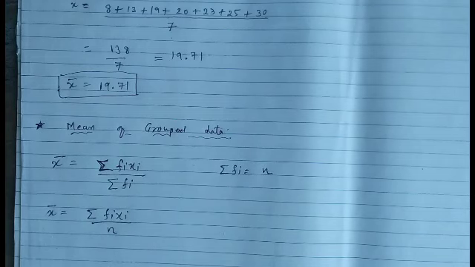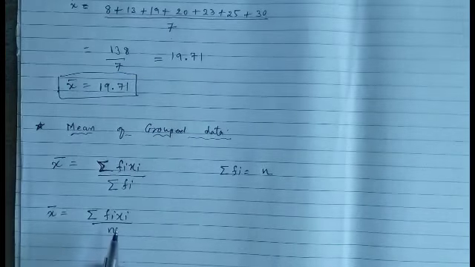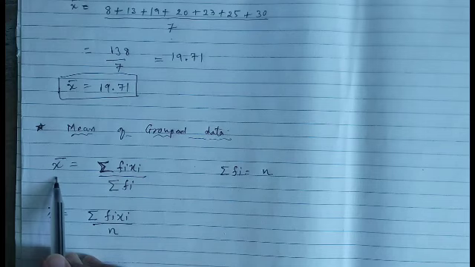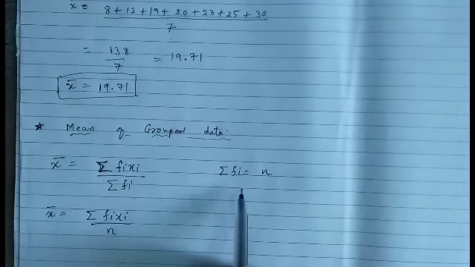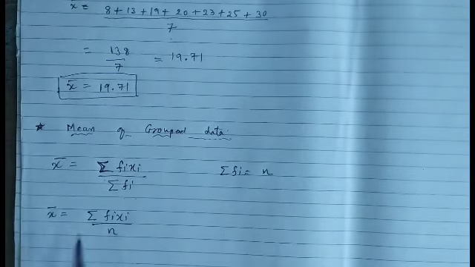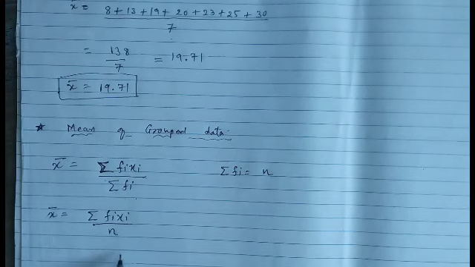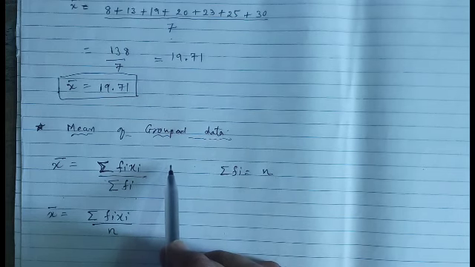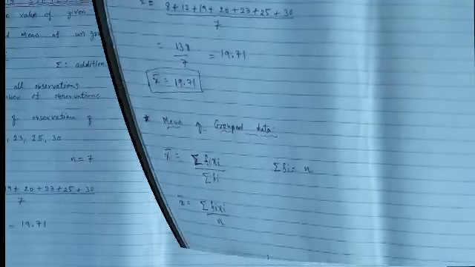There is one more formula to get mean of grouped data. This one is also which you have studied in 9th standard. The formula is X bar equal to sigma fi xi upon sigma fi. Here sigma fi is also called n. So you can also say X bar equal to sigma fi xi upon n. So this is a formula to find mean of grouped data. Let us see one example for this method also.